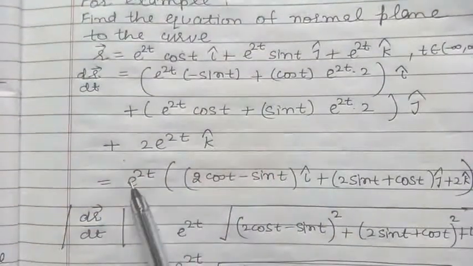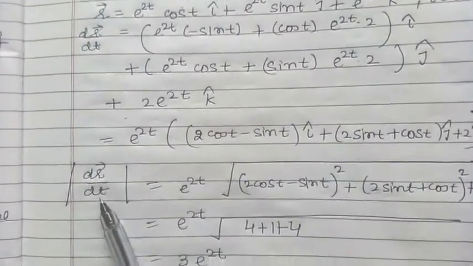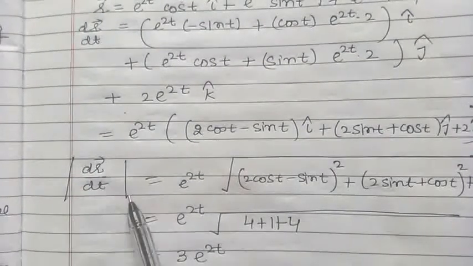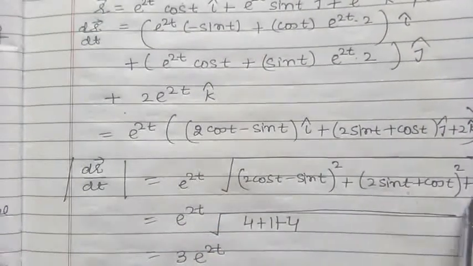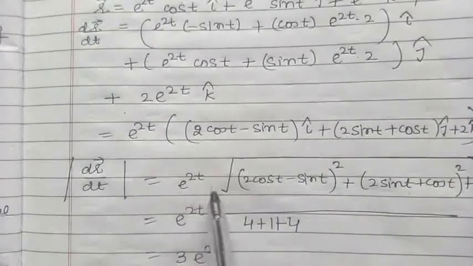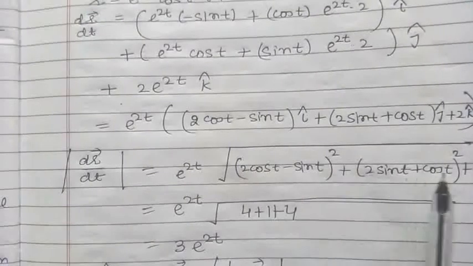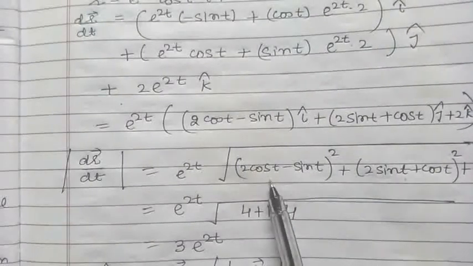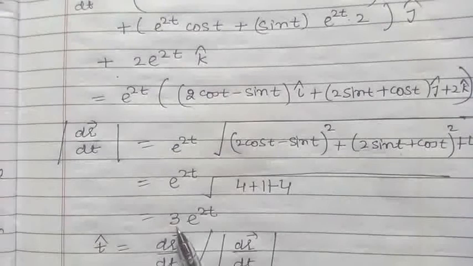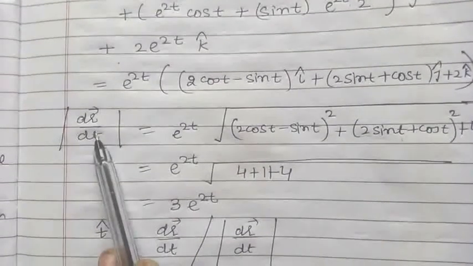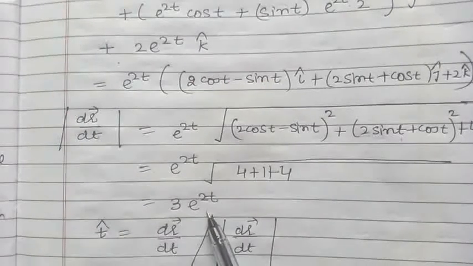We can take e raised to the power 2t common from here. So we have taken out common. Now let us find the magnitude of this vector, which is given by the square root of the coefficient of i whole square plus coefficient of j whole square plus coefficient of k whole square. So we have taken out e raised to the power 2t as common, and inside, expanding the whole squares and using the identity cos square t plus sin square t is equal to 1, we get inside the square root of 9, which is 3. So we have obtained the magnitude of the tangent vector dr by dt, which is given by 3 into e raised to the power 2t.